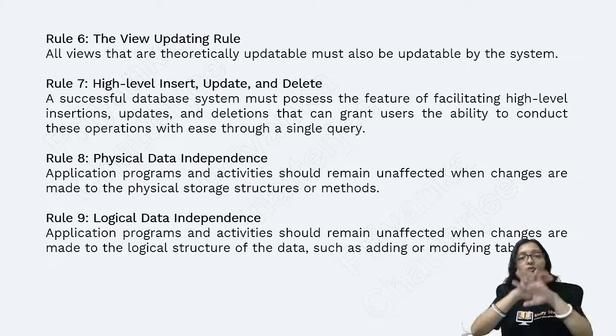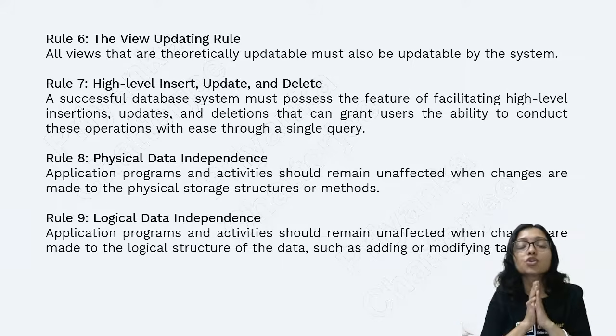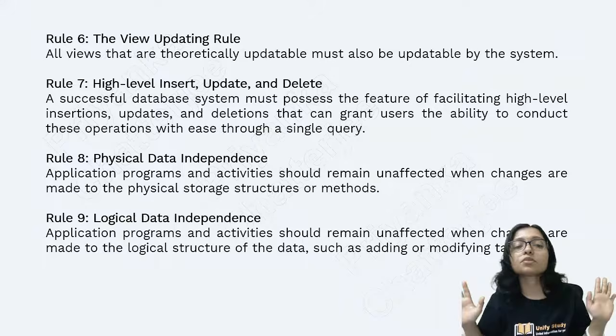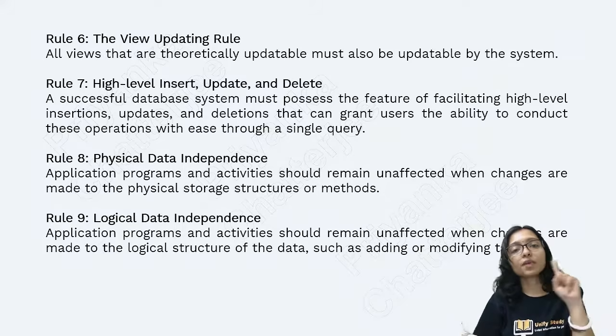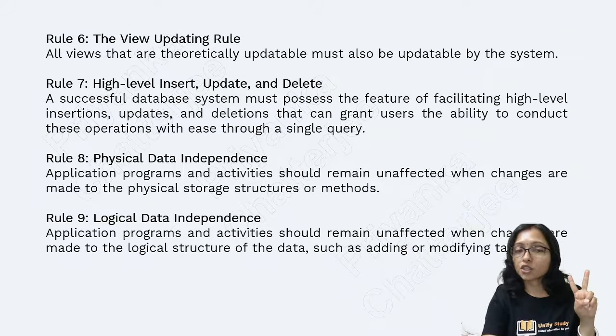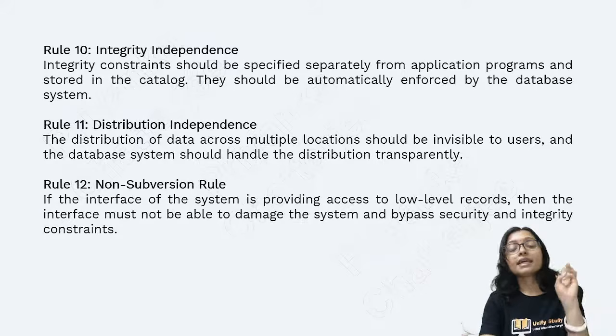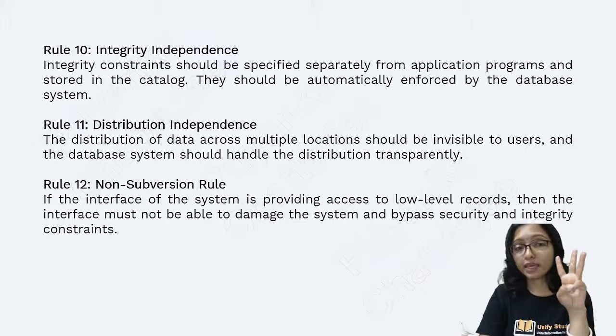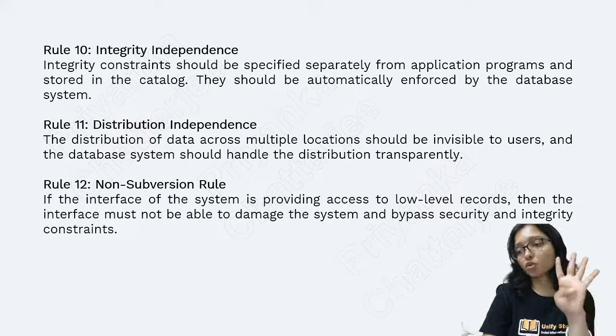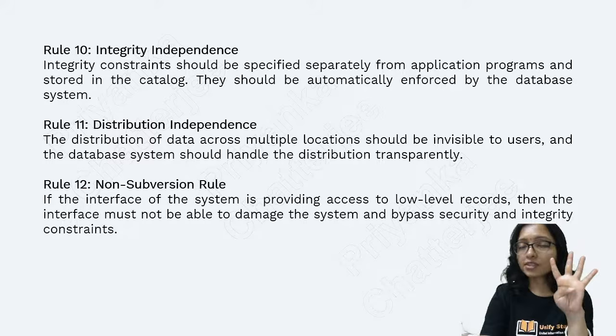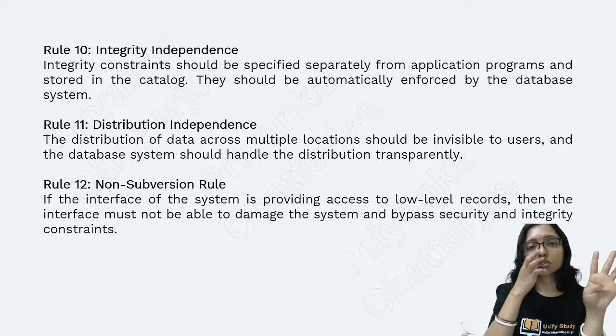Next is physical independence and logical independence. That is, everyone should be independent. There should not be any dependency between anyone. Physically there should be independence, logically also it should be independent. Integrity independence should also be there. Distribution independence should be there. These are the 4 types of independence: physical, logical, integrity and distribution.